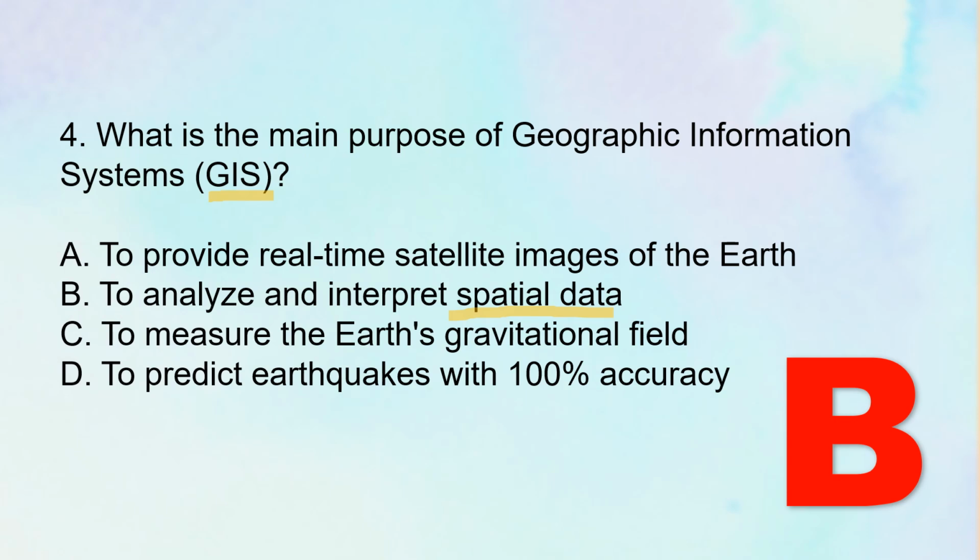Now, for letter A, while GIS can use satellite images, its main function is analysis, not imaging. For letter C, to measure the Earth's gravitational field, it is the work of geophysics, not GIS. For letter D, while GIS can help in earthquake risk analysis, no technology can predict earthquakes with 100% accuracy. So that's why letter B is the best answer.